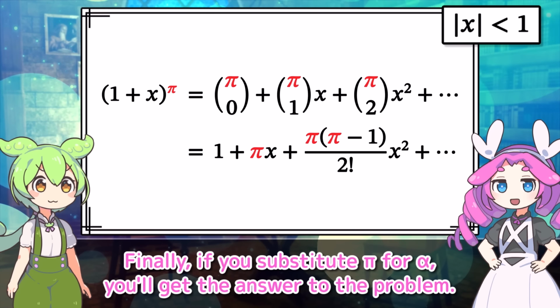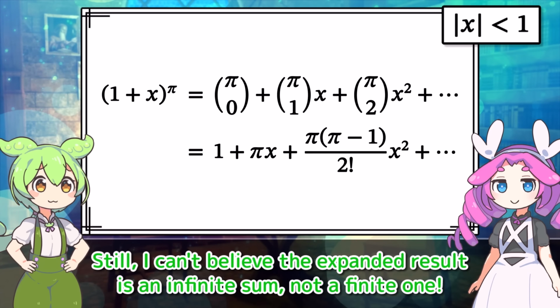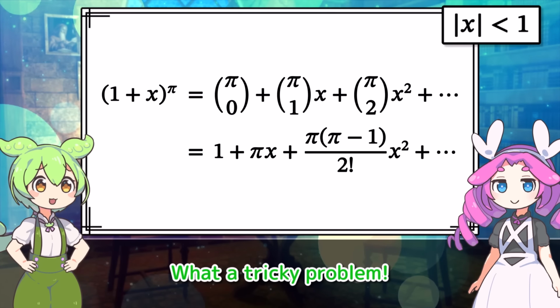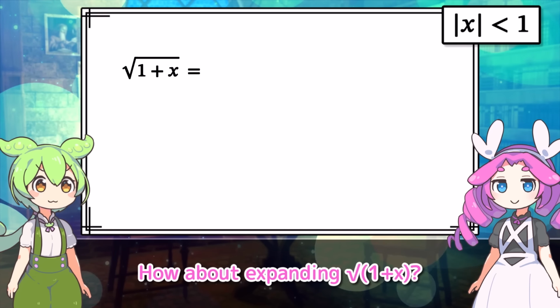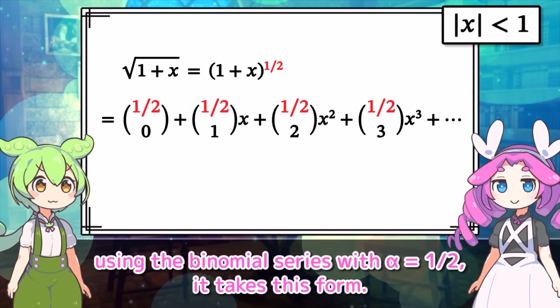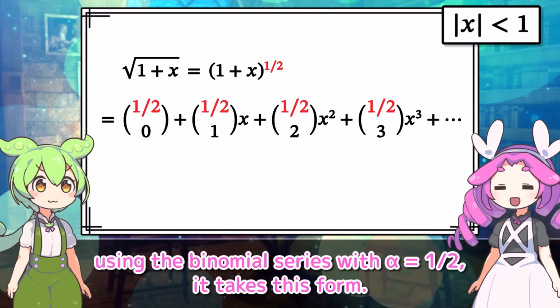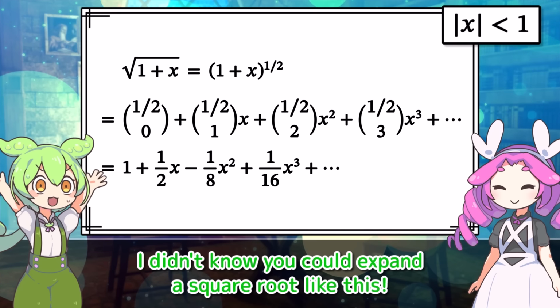Finally, if you substitute pi for alpha, you'll get the answer to the problem. We finally reached the answer. Still, I can't believe the expanded result is an infinite sum, not a finite one. What a tricky problem. Well, that's true. Let's try a more manageable example for calculating the coefficients. How about expanding the square root of 1 plus x? Since the square root can be rewritten as the 1/2 power, using the binomial series with alpha equals 1/2, it takes this form. I'll skip some steps, but when you calculate the coefficients, they turn out like this. I didn't know you could expand a square root like this.